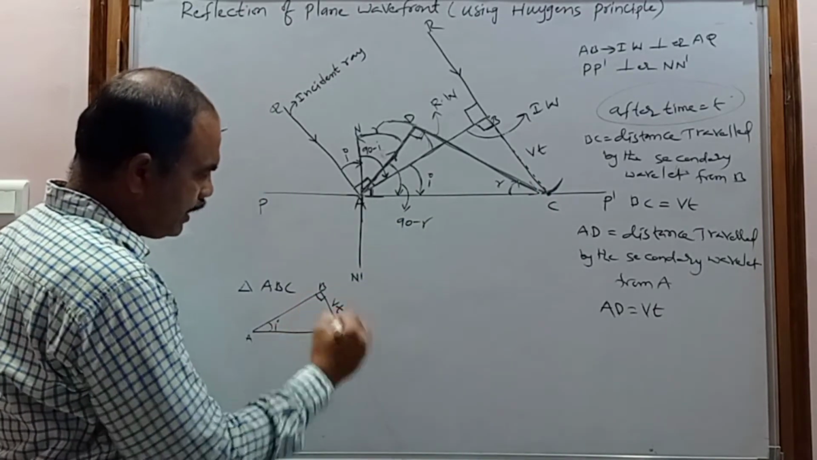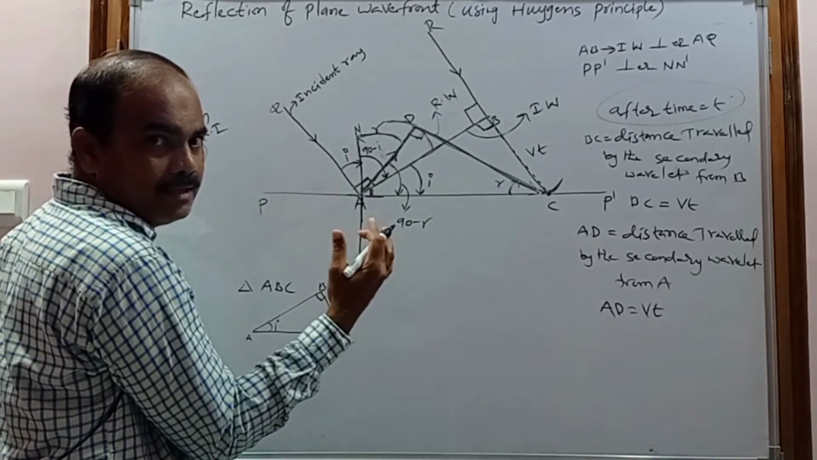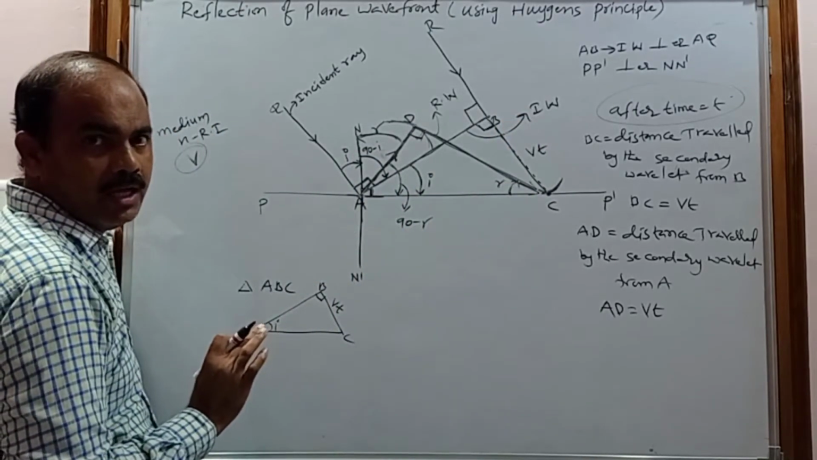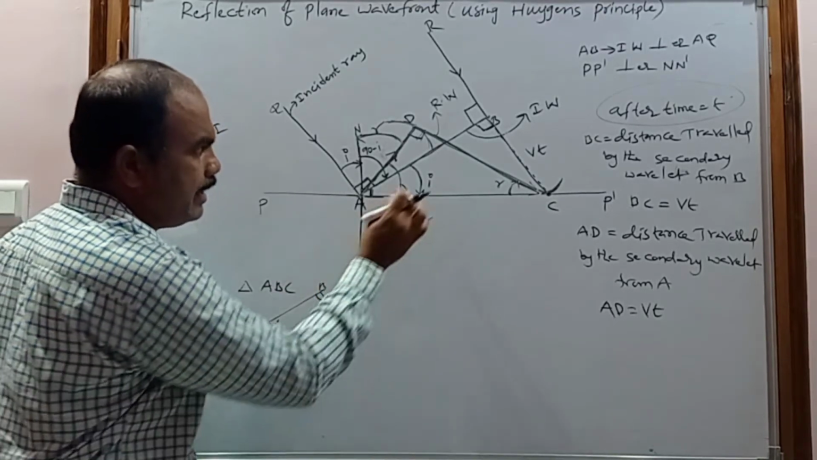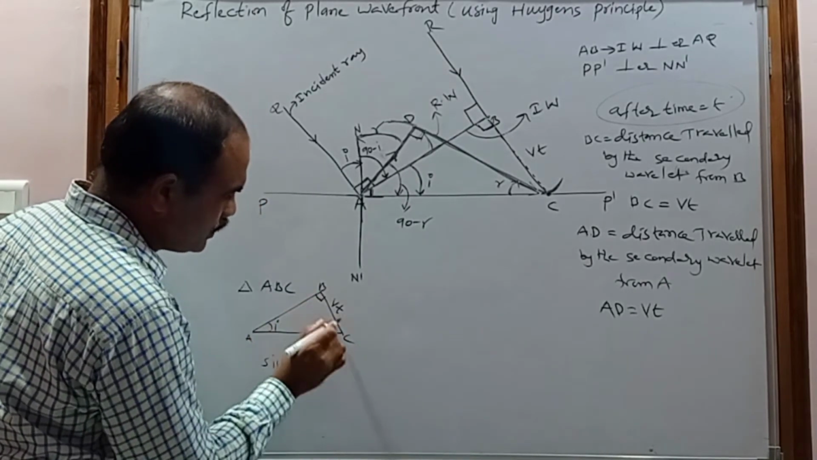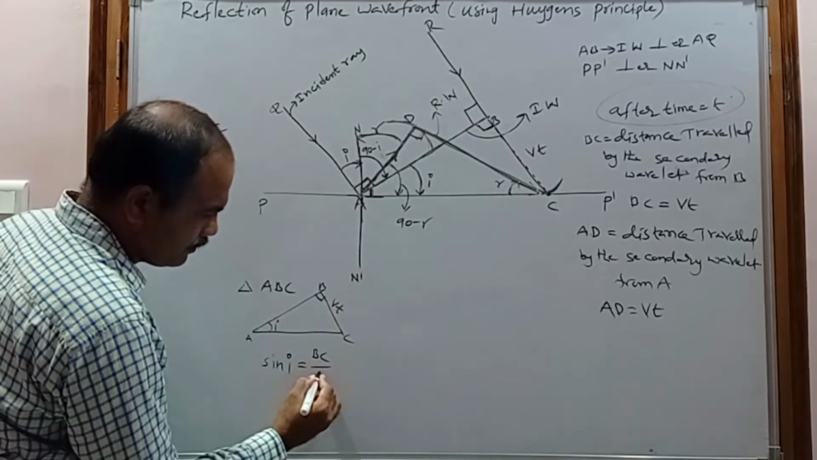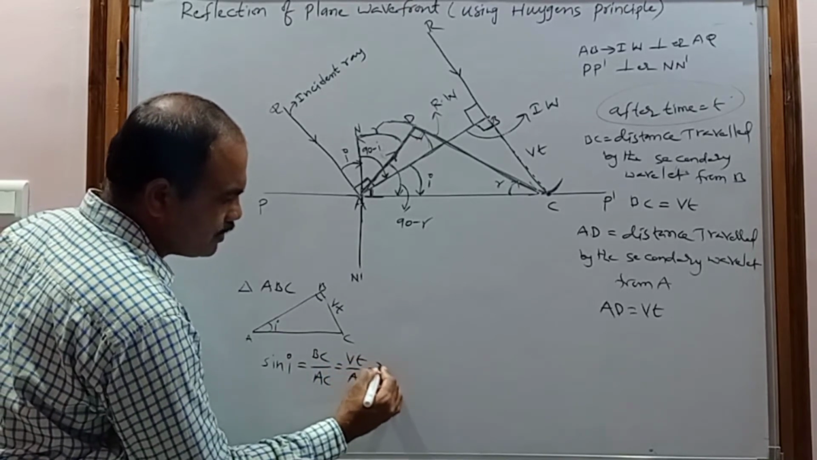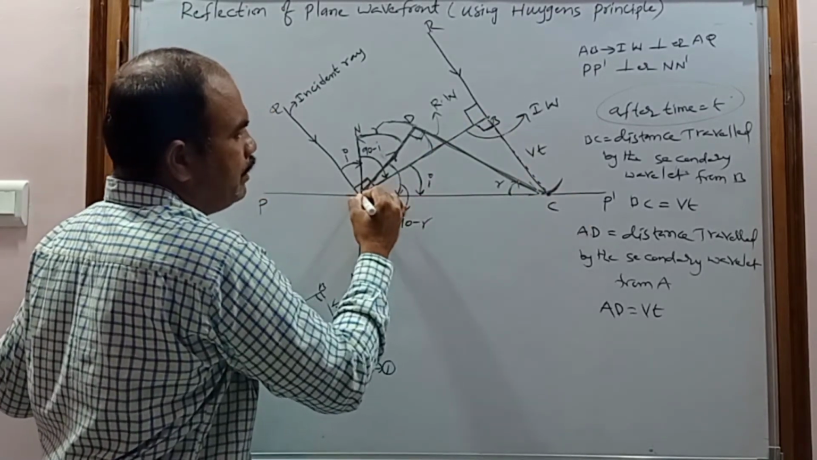So that's why in this triangle ABC when I calculate the sin I, what is the sin I? Sin I is nothing but a ratio of opposite side to the hypotenuse. For this I, the opposite side is BC, by hypotenuse, which is AC. But what is BC? BC is nothing but VT by AC. Now consider equation 1.